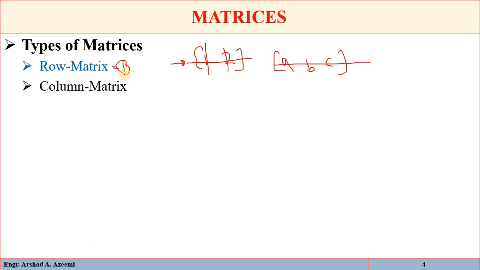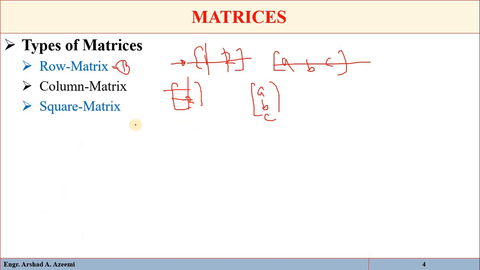Then we have a column matrix. Similarly, like the row matrix, if we have a matrix having only one column, here you can see 1 and 2. In this matrix we have two rows and one column, so that is called the column matrix. For example A, B and C. Here again we have one column, so that is called the column matrix.